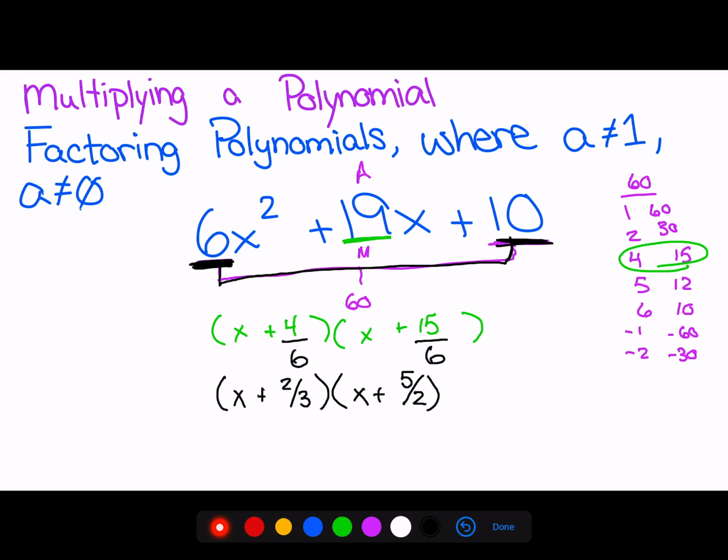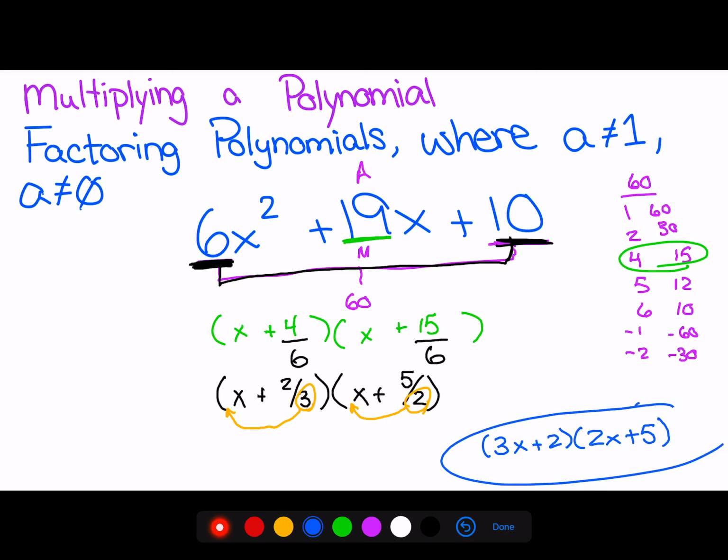Now the key here for any of these types of problems is I cannot have a fraction here. So I need to take whatever number is in my fraction, if there is one, and I need to move it in front of my x variable in each bubble. So this leaves us with our final answer being 3x plus 2 times 2x plus 5. And that's it. We are now finished with this type of problem.